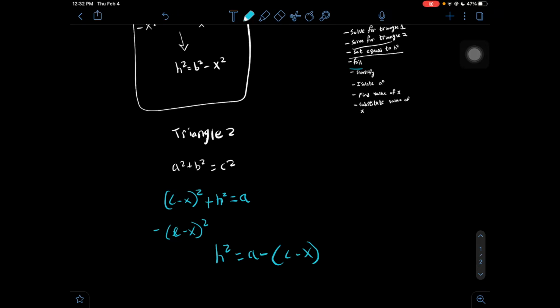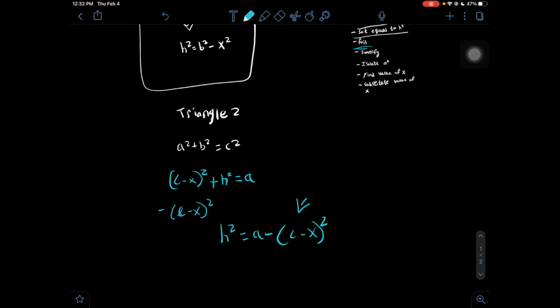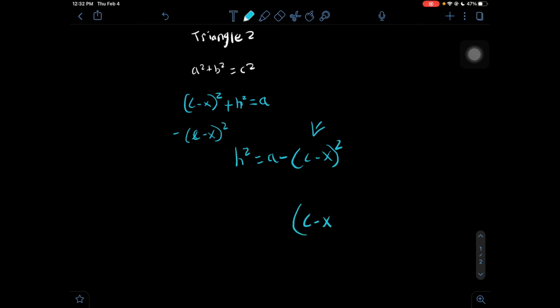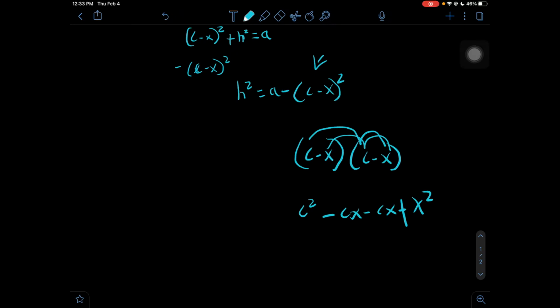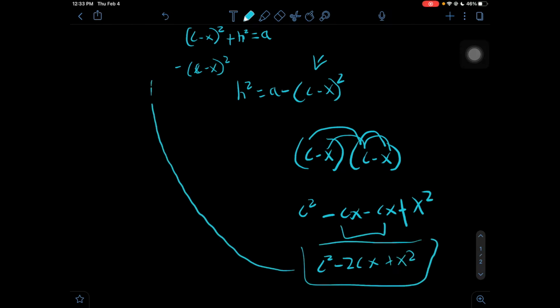Now the next step is to FOIL. So the only one that we have to FOIL is this right here. So we have c minus x squared, meaning it's getting multiplied by itself. So we have c minus x times c minus x, which is c squared. So we have this times this, then this times this. So we have c squared minus cx minus cx plus x squared. Now we combine, so we get c squared minus 2cx, because these combine, plus x squared. And this is equal to this parenthesis right here.